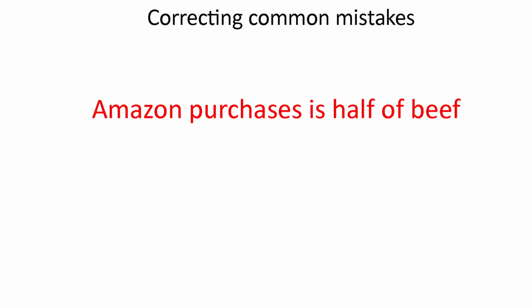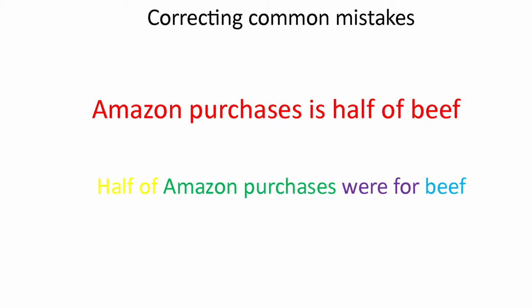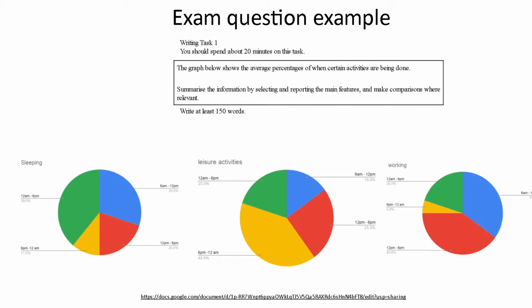Okay, how about this? Amazon purchases is half of beef. What's the problem with this one? Well, if we look at the example, it should be half of Amazon purchases were for beef. So the sentence in red is not really following our sentence frame of percent plus group plus verb plus category.